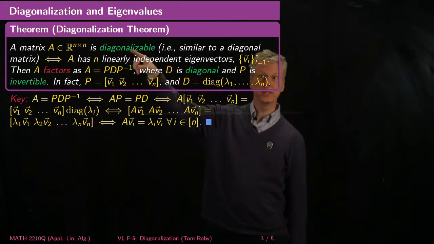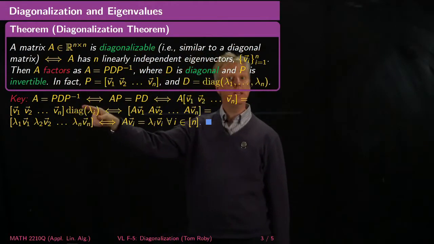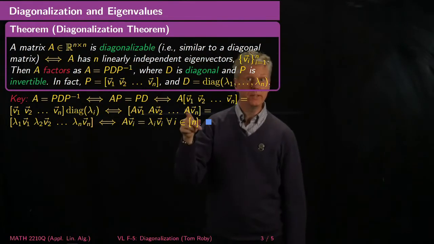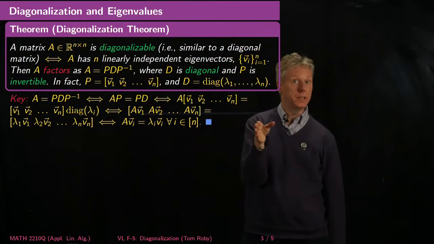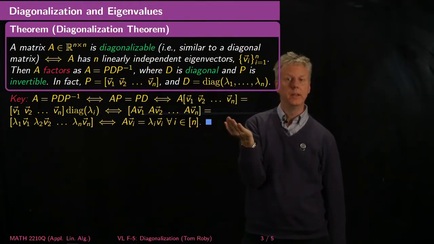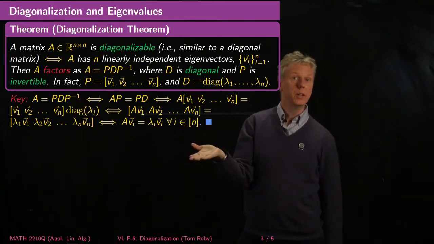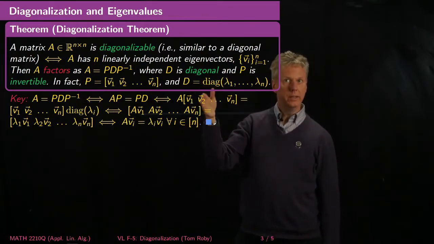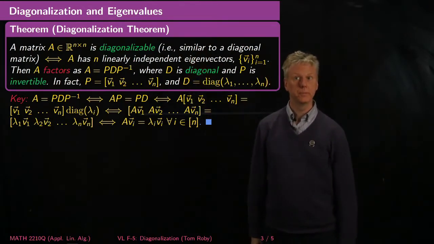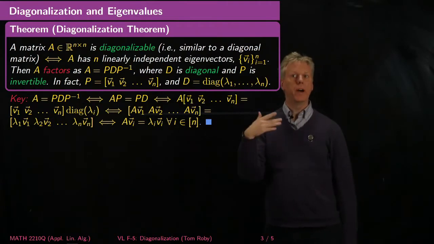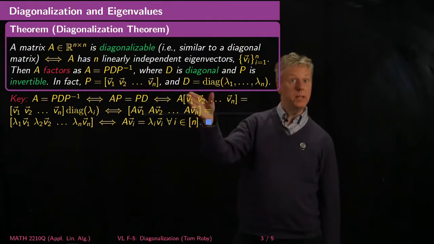If a matrix is diagonalizable, then I have this factorization where P is invertible. And if P is invertible, the columns of that matrix have to be a basis. In other words, they have to be linearly independent. This computation showed that those columns have to be eigenvectors, and so I'll have n linearly independent eigenvectors, which is the other side of the statement. That's what I'm trying to prove. Conversely, if I have n linearly independent eigenvectors, I can define P to be that matrix.